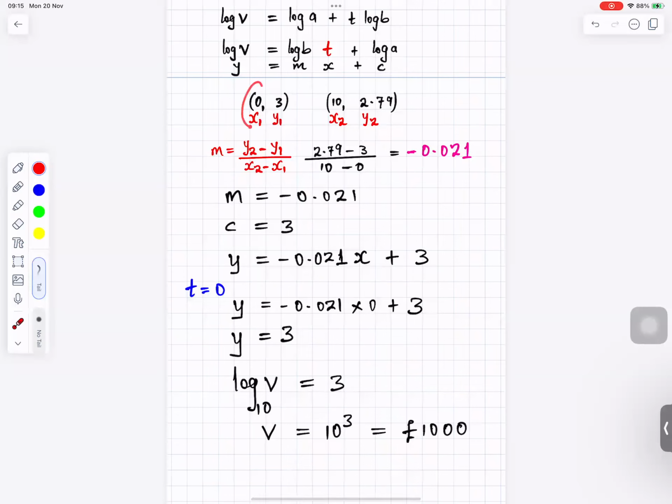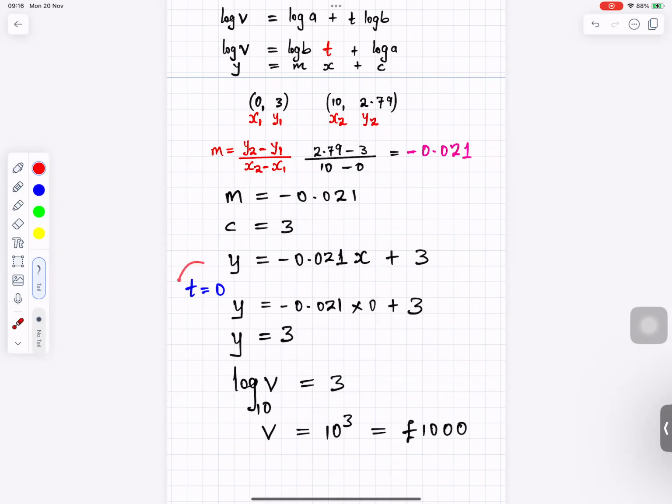So we know x1 is 0, y1 is 3. So we use that formula for finding the gradient. So it's 2.79 minus 3 over 10 minus 0. That gives us a gradient of minus 0.021. And c is 3, because we have x is 0 and c is 3. The y-intercept is 3. So your equation is y equals minus 0.021x plus 3.